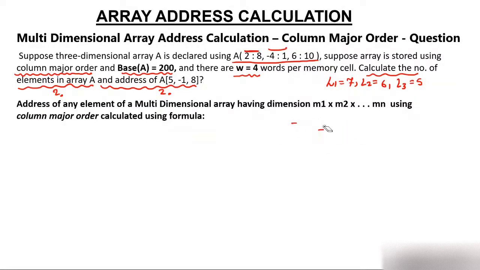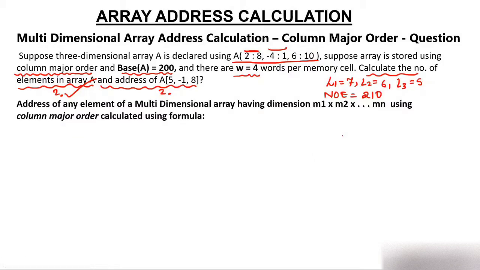Similarly, you have calculated the lengths, so the number of elements will be L1 into L2 into L3, which is 7 into 6 into 5. 6 5s are 30, 30 into 7 is 210. So the number of elements is 210. So you have solved this question, and finally the number of elements you have is 210.